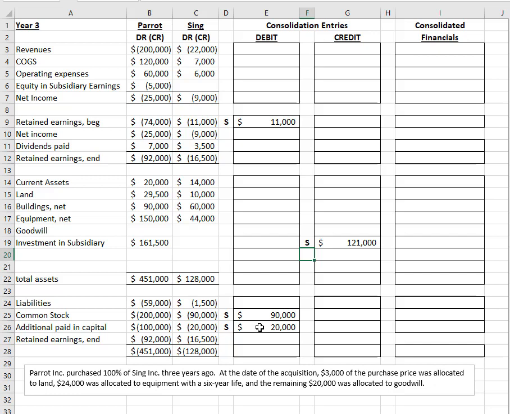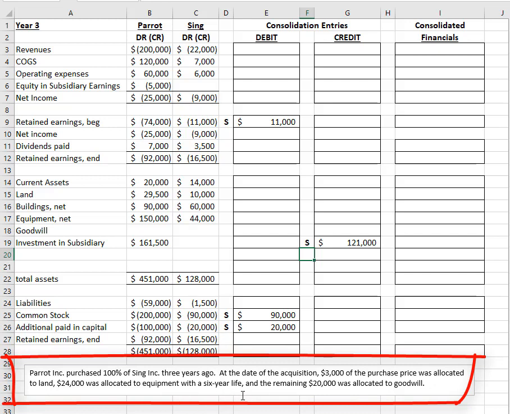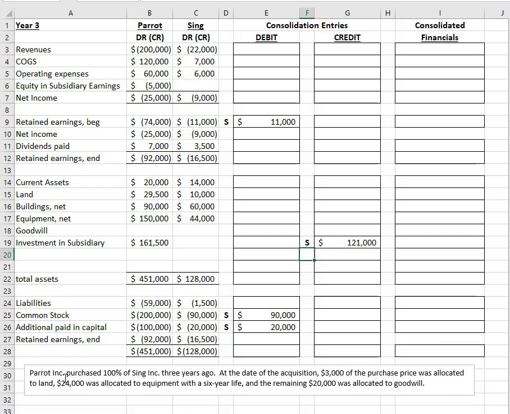Now we're going to put on the net book value of the excess of fair value over book value for the assets acquired. So what did we acquire? Well, they tell us down here. Normally they would have us figure it out, but here they told us that $3,000 was allocated to land. Well, land is not amortized or depreciated, so that will still be at the $3,000. Then they allocated $24,000 to equipment with a 6-year life.